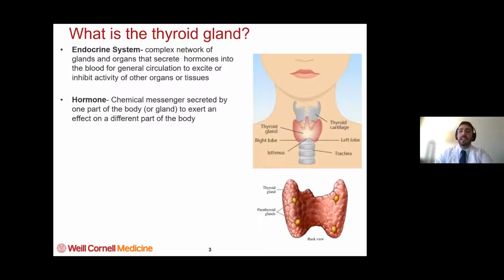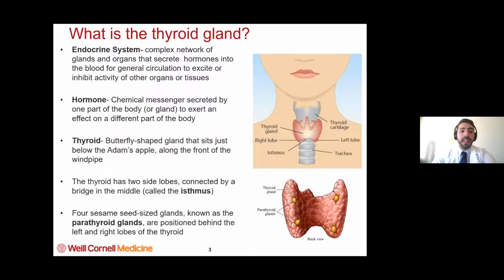So first off, what is the thyroid gland? Well, we have to take a step back. What is the endocrine system? I'm an endocrinologist, or a hormone doctor, and the endocrine system is a complex network of glands and organs that secrete hormones into the bloodstream. They go through general circulation, and they get to a different site in the body where they either excite or inhibit the activity of another organ or tissue. A hormone is a chemical messenger that gets secreted by one part of the body or gland and exerts its function or its effect on a different part of the body.